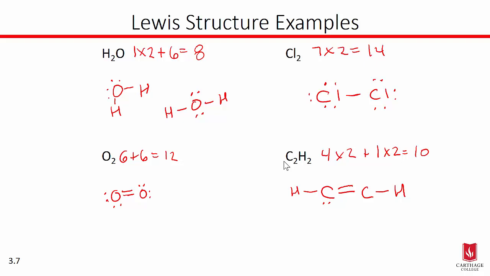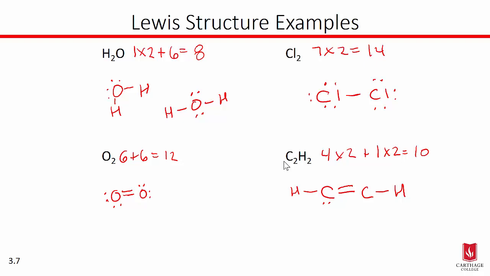2, 4, 6, 8. I still have 8 around the carbon atom on the left, so that's still good. 2, 4, 6. I went from 4 up to 6, but it's not quite enough to meet the octet for the carbon atom on the right. So I'm going to do it again.